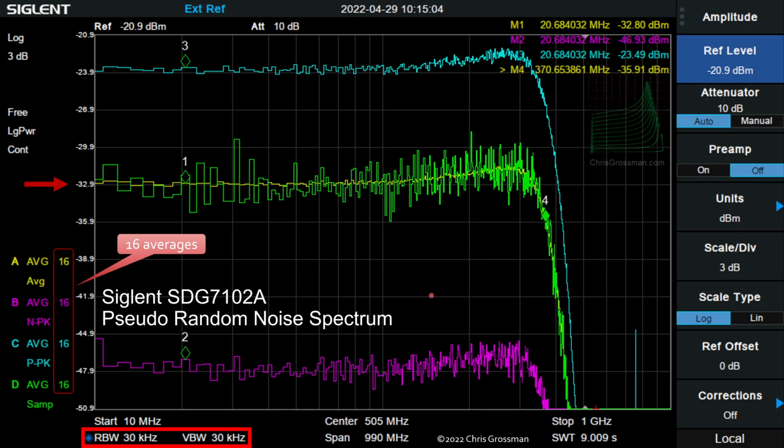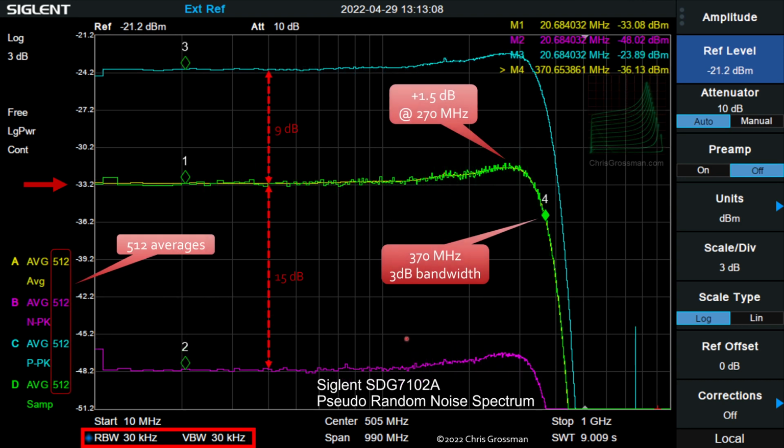So here, we've got a 30 kilohertz bandwidth, but this is only 16 averages, so you can see these are kind of messy. The yellow one in the middle is the average during each frequency step. The green is the sample during each frequency step. The blue is the highest value, and the purple is the lowest value. Now we've gone to 512 averages, and you can see things have smoothed out quite a bit.